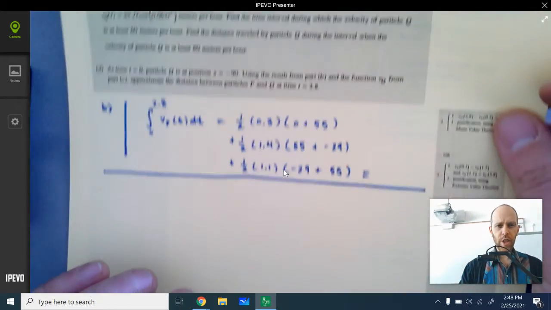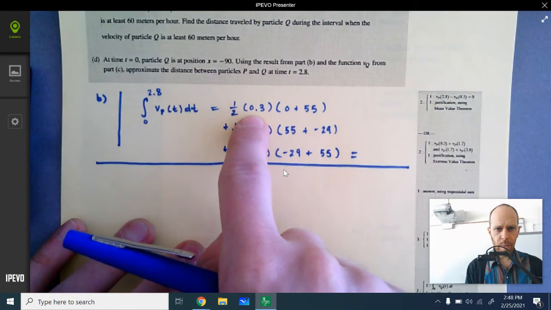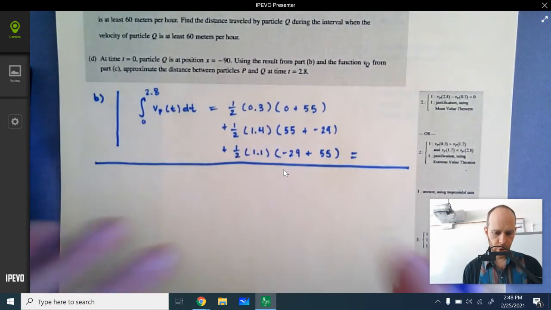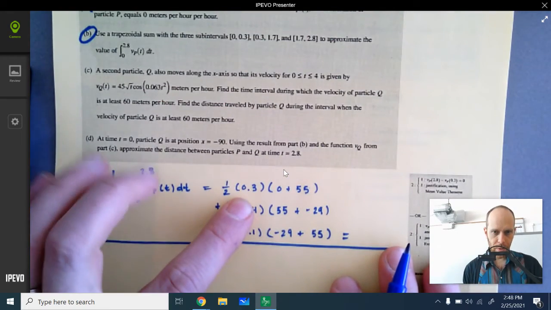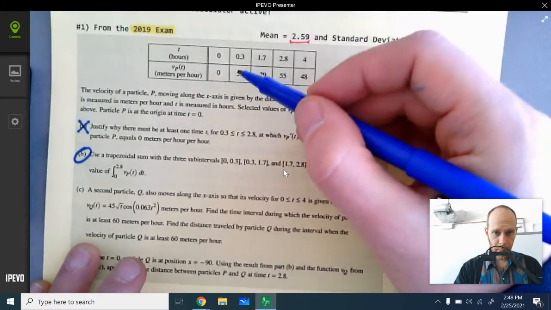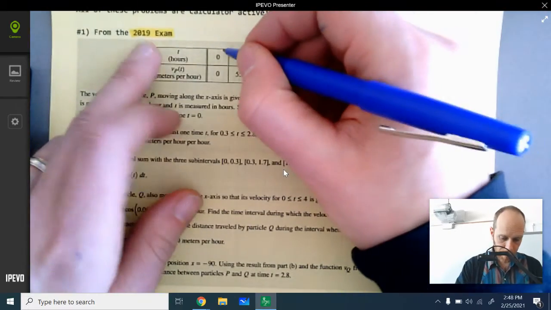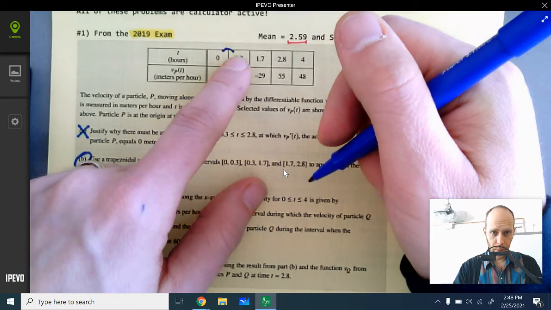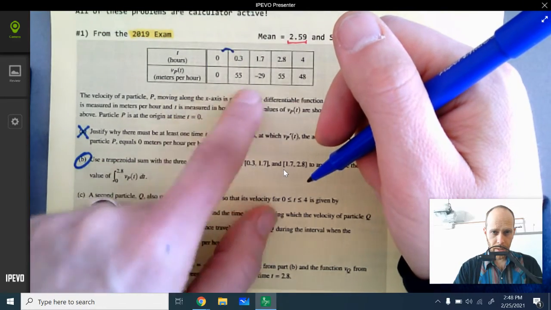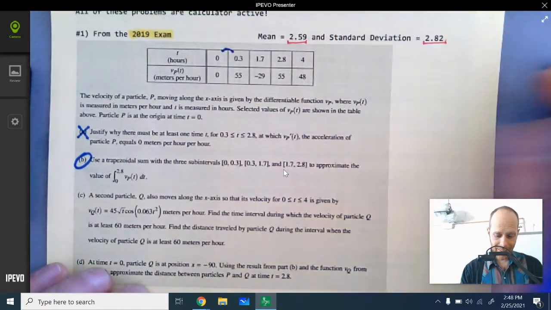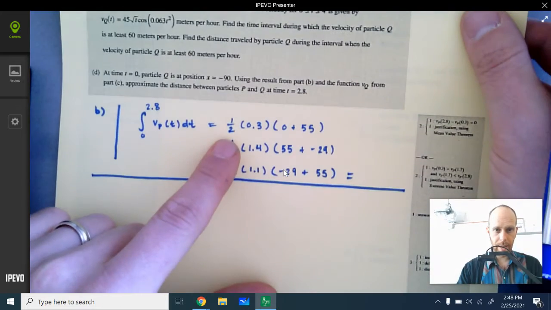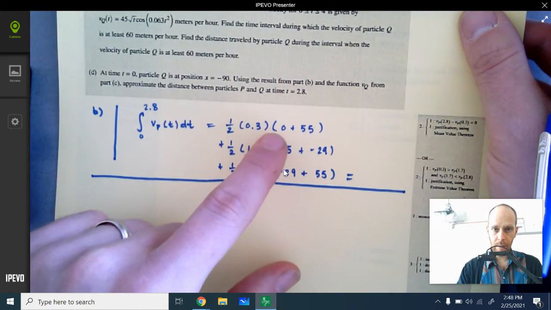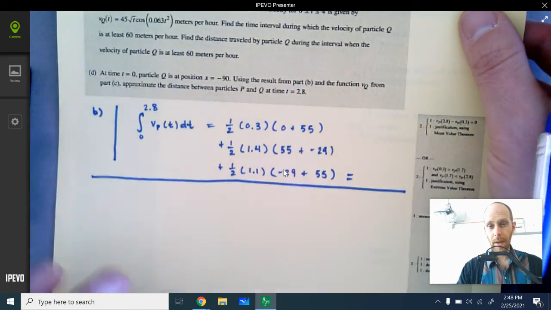Okay, and ladies and gentlemen, check your work. Here's what your 3 trapezoids should look like. I got those using the data that are in the table up here. To do one quick example, the change in t on the first interval is 0.3, and these represent the heights of the trapezoids. So that's why I got 1/2 times 0.3 times (0 plus 55).